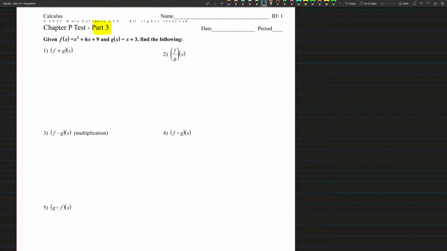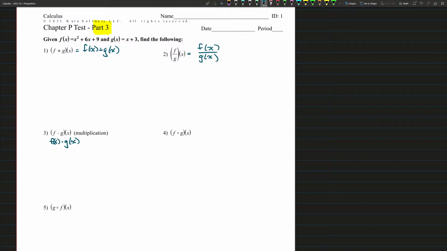Okay, so f plus g, this stuff is easy. This is just equal to f of x plus g of x. F over g is just equal to f of x over g of x. Multiplication, same thing, f of x times g of x. And then we'll save number 4 and 5 here for a second.